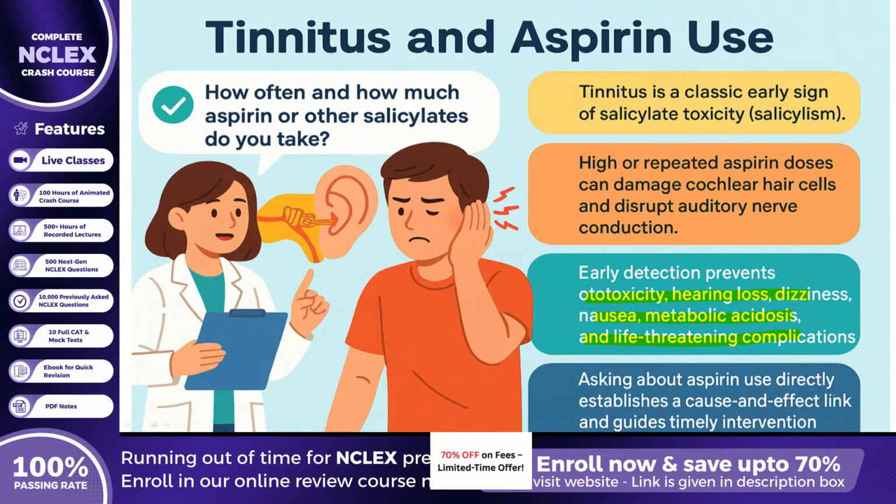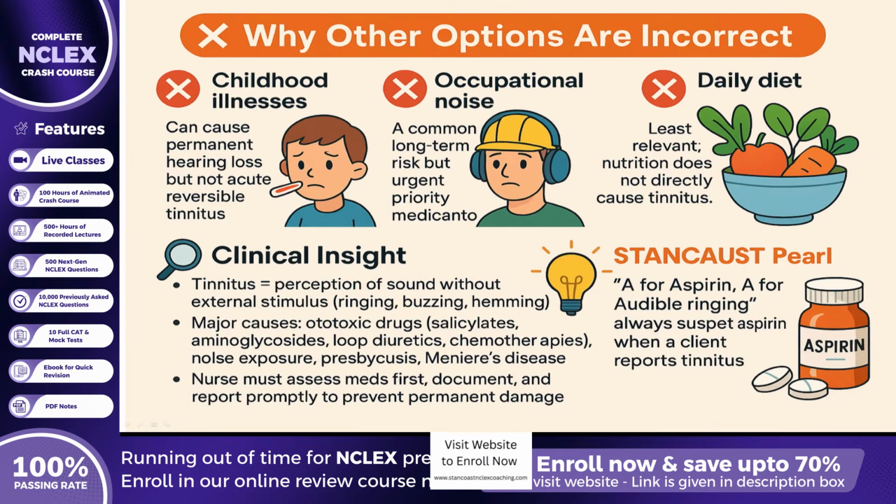Turning now to option 1. What childhood illnesses, such as measles or mumps, have you had? While this may provide historical insight, it is not the priority here. Childhood illnesses can cause permanent sensorineural hearing loss, but they are not responsible for acute or reversible tinnitus like aspirin toxicity is. Looking at option 2. What type of work or occupational noise exposure do you currently have? While occupational noise exposure is indeed a common cause of tinnitus and long-term hearing loss, it is not the most urgent or likely cause in this situation. Since aspirin use can be stopped immediately to reverse symptoms, medication assessment takes priority over environmental history.